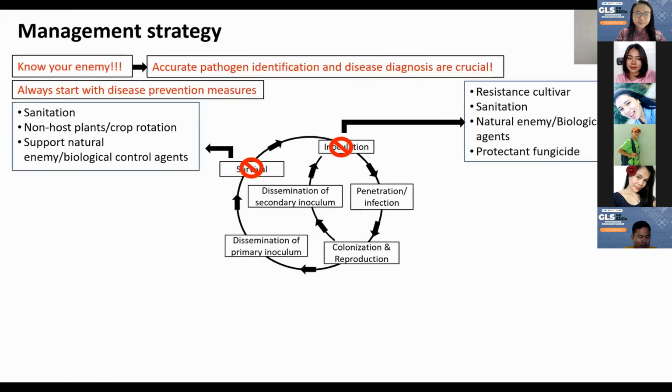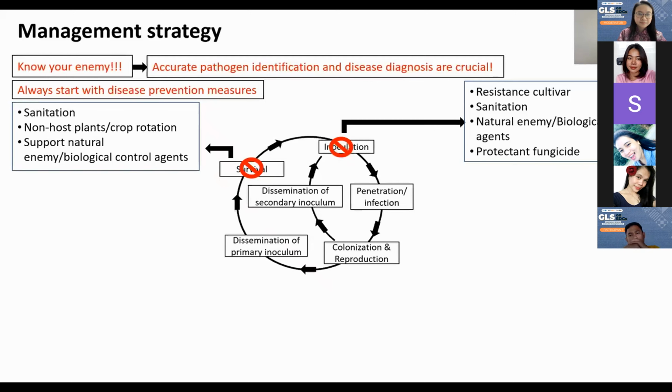Okay, and sanitation. Still, we can use this approach to minimize the risk of infection by removing sources of primary inoculum in the field as much as possible. And again, modifying environmental conditions can also be done at this stage as well. Favoring development of natural enemies for the pathogens or using biological control agents can also be done to suppress inoculum in the field or in the plant.